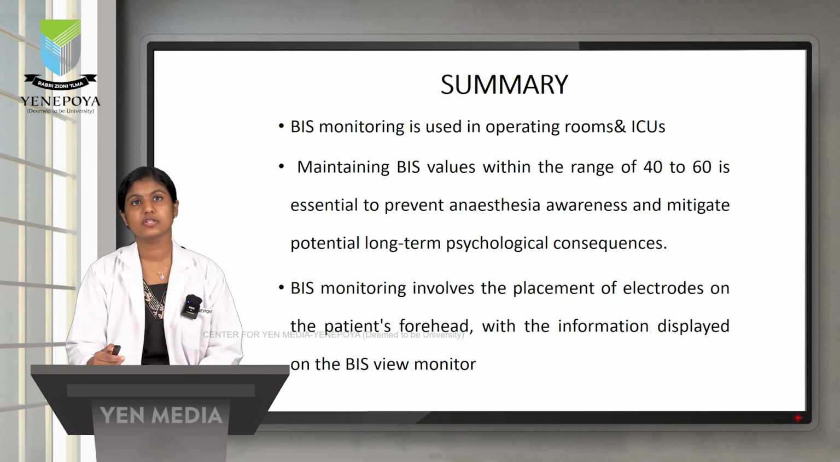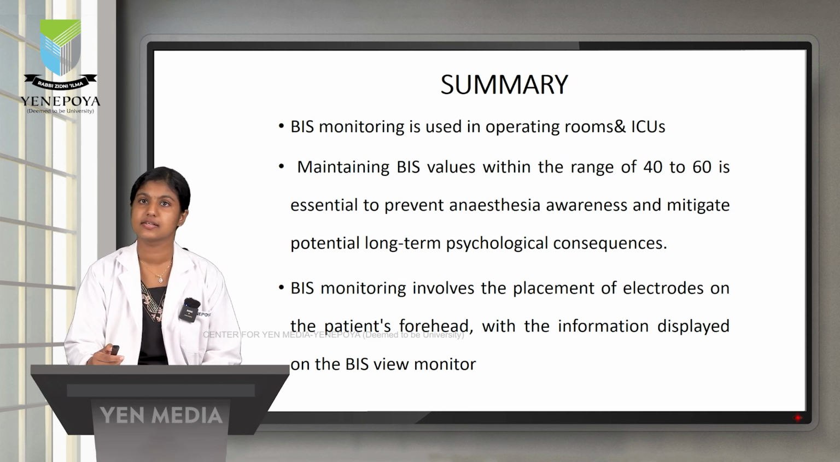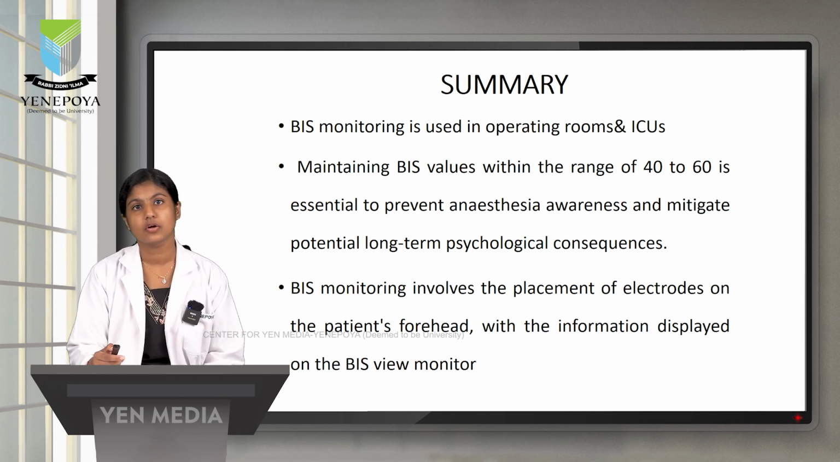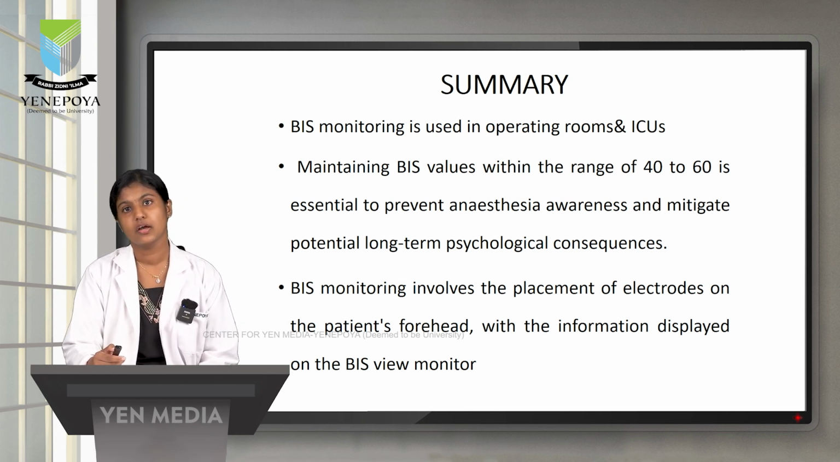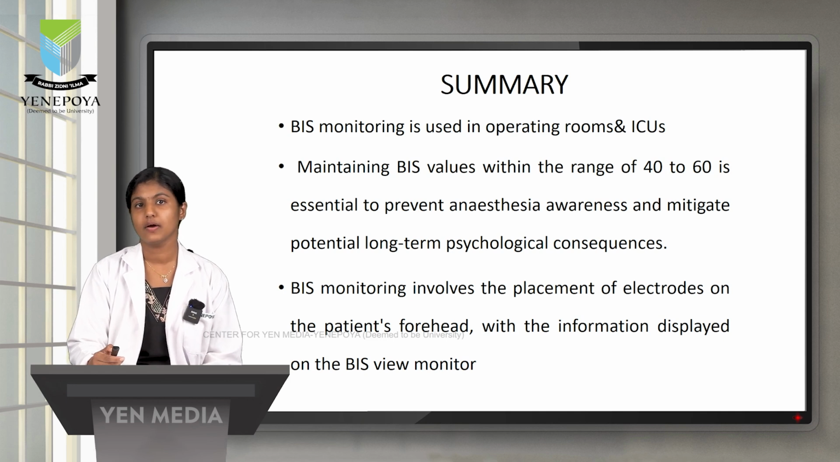Summary: BIS monitoring is used in operating rooms and ICUs. Maintaining BIS values within the range of 40 to 60 is essential to prevent anesthesia awareness and mitigate the potential long-term psychological consequences. BIS monitoring involves the placement of electrodes on the patient's forehead with the information displayed on the BIS view monitor.